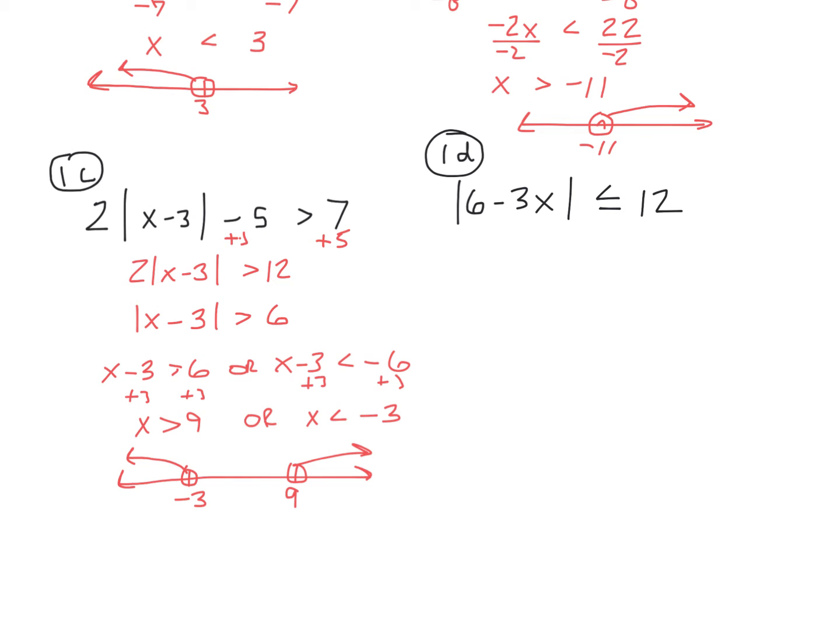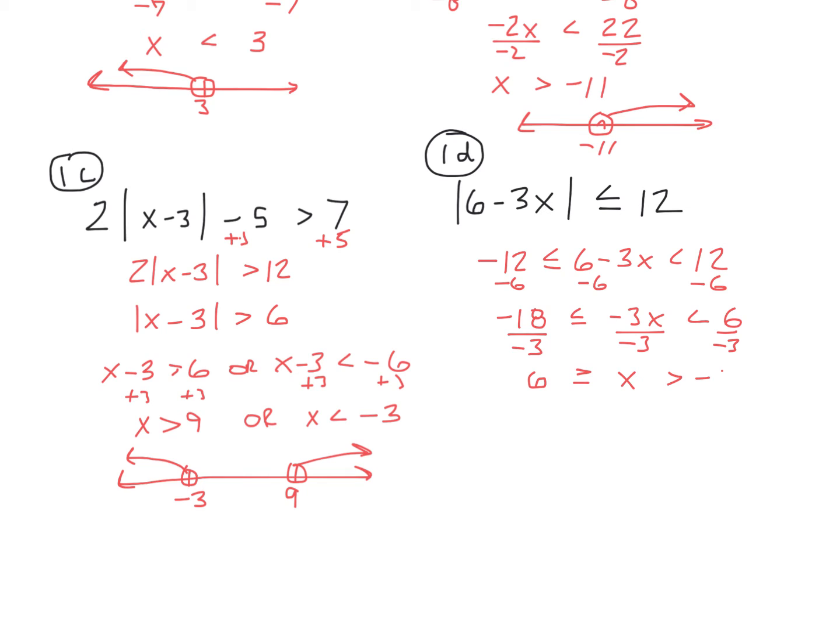1d, you can see this is absolute value. It is already isolated. So I'm going to rewrite this. It's a less than. So I'm going to rewrite this as a tweener. So I'm going to put 6 minus 3x in between -12 and 12. And then I'm going to get the x by itself. Divide everything by -3. I'm dividing by a negative number. That reverses the sign all the way through.